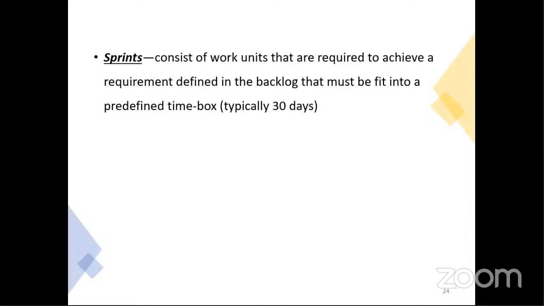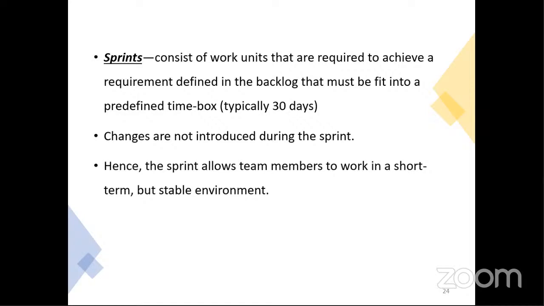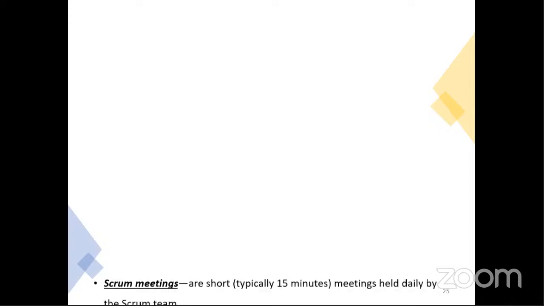What do you mean by sprint? A sprint consists of work units that are required to achieve a requirement defined in a backlog that must fit into the predefined time box, that is typically 30 days. Changes are not introduced during the sprint, but changes can be added in a backlog, and from that backlog, the changes can be taken up into the next sprint. Hence, the sprint allows team members to work in a short-term but stable environment.